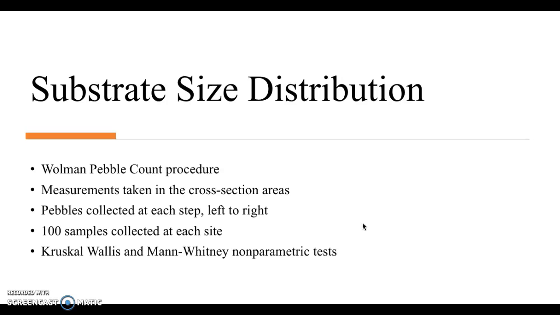These measurements were taken at the same 5 areas that the cross sections were taken in each site, which was a 10-meter area. The pebbles were collected at each step, and whichever pebble was at the top of the data collector's foot when the step was taken was measured. This allowed for perfectly random data to be collected in order to obtain an accurate mean number. 100 samples were collected at each site, 1 through 5, allowing for there to be 500 samples per year.